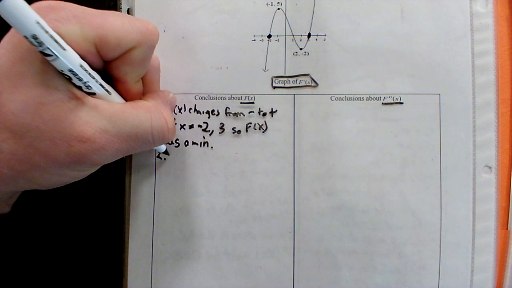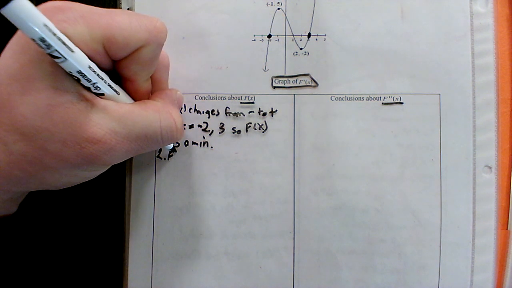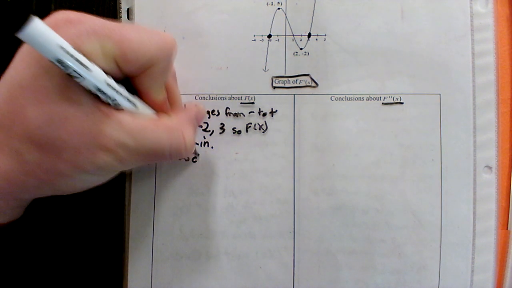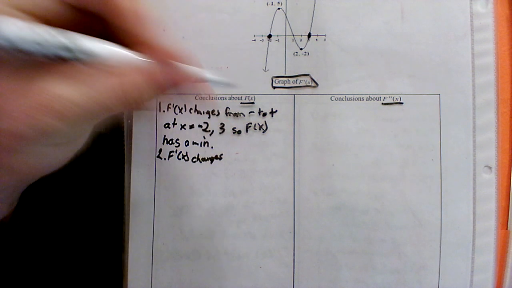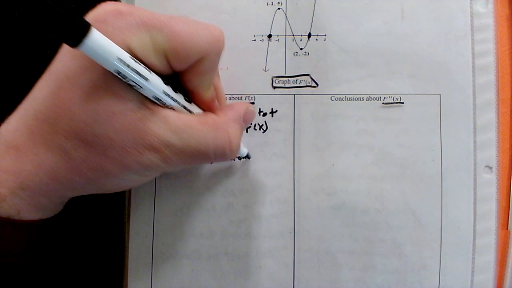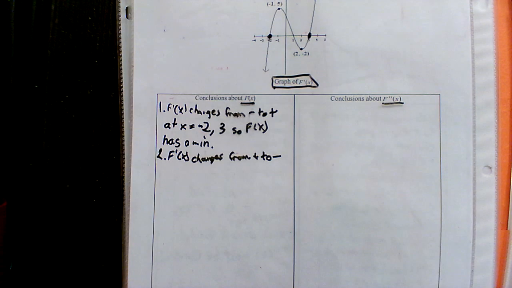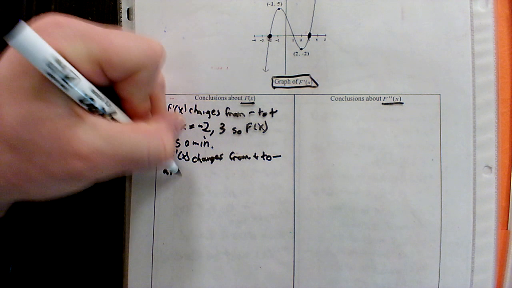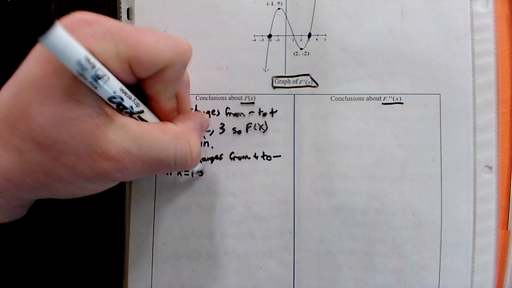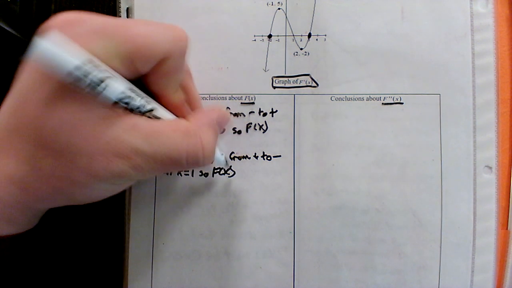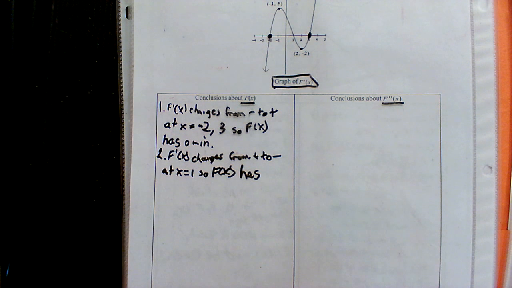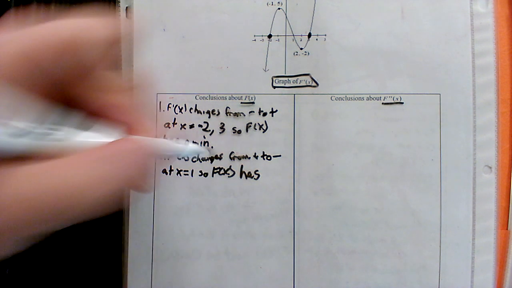Number 2, we're going to talk about what Dan was headed towards. So f prime of x changes this time from positive to negative at x equals 1. So f of x has a what? Max, yeah.